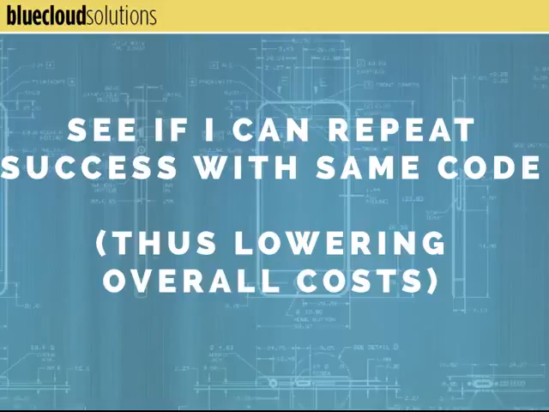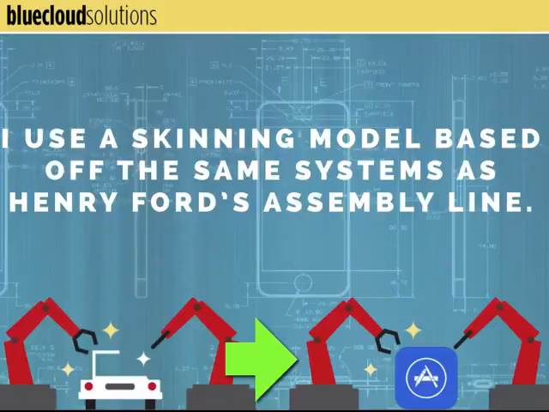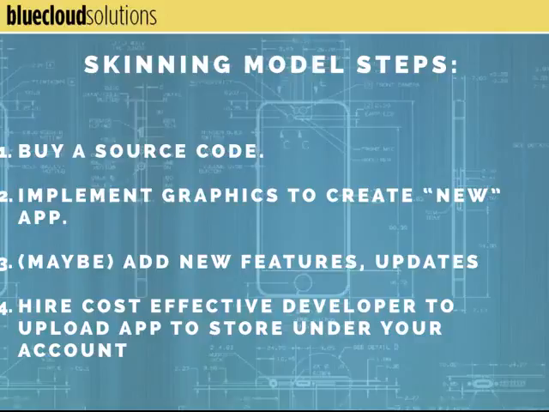Every app that you make divides the overall costs by the number of apps, because I use a skinning model based off the same systems as Henry Ford's assembly line. I have a team, or a couple of teams, where I took the code and said, here's what I want to do, and they made a new one, and it was great. And that's how you get your costs down. That's how car manufacturers get their costs down.